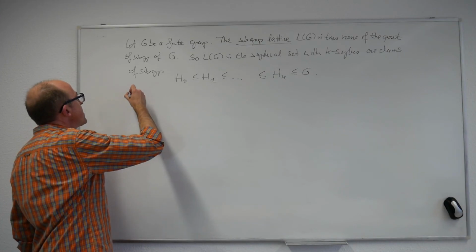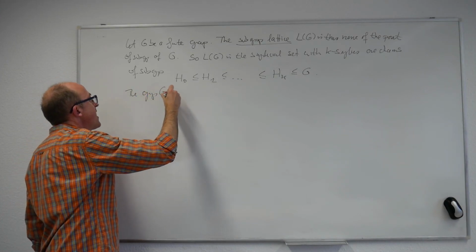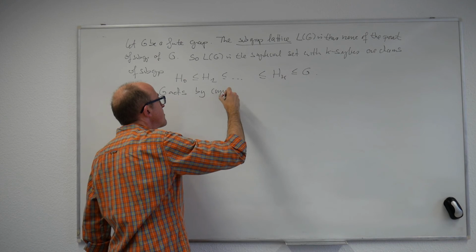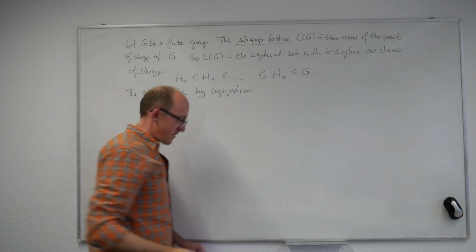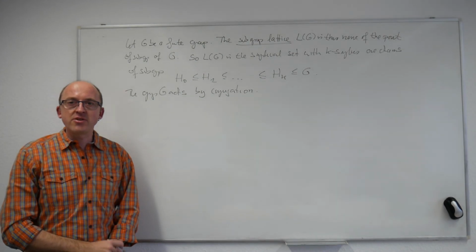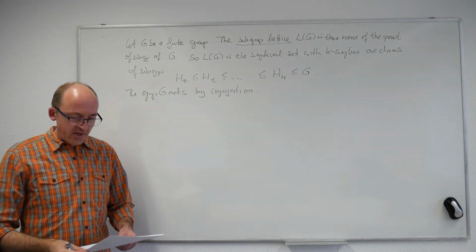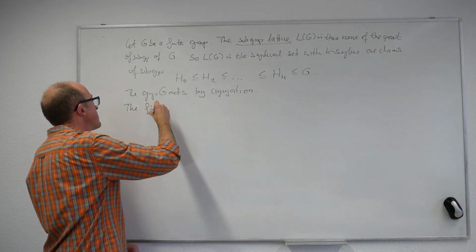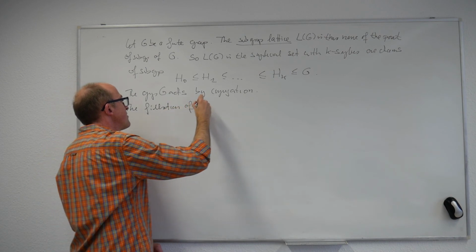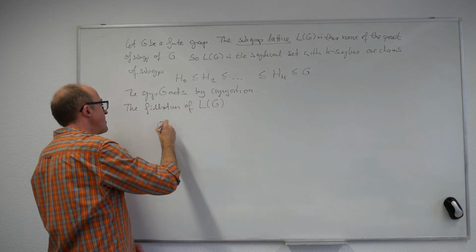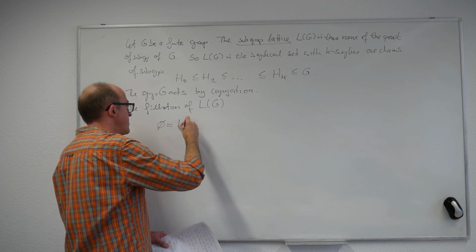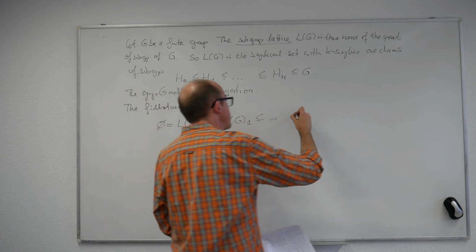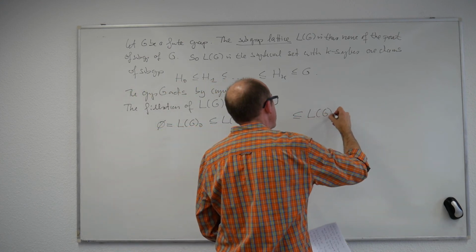This has an action of G. The group G acts first on this poset and then on the nerve by conjugation on the subgroups, and this of course preserves the containment relation, so it induces an action on the simplicial set by automorphisms of simplicial sets. Now we define a filtration. The filtration of L of G, starting with the empty thing, which is L of G 0, contained in L of G 1, and so on. So this is a filtration by sub-simplicial sets.